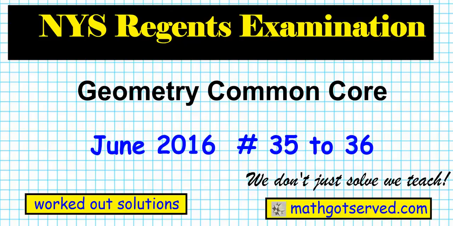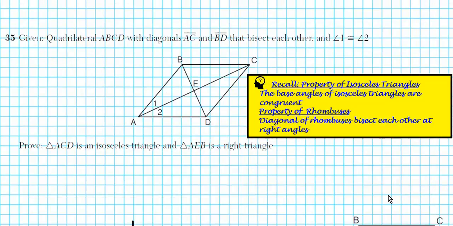In this clip, we're going to be going over problems 35 to 36 of the June 2016 Geometry Common Core Regents exam. All right, let's take a look at 35. It says quadrilateral ABCD with diagonals AC and BD that bisect each other, and angle 1 is congruent to angle 2. Prove that triangle ACD is an isosceles triangle and triangle AEB is a right triangle.